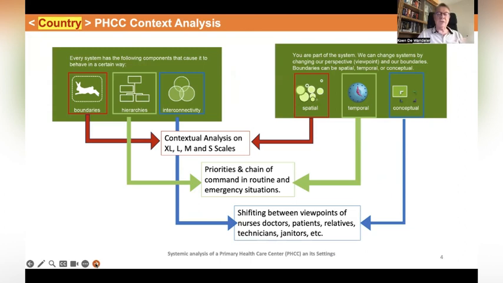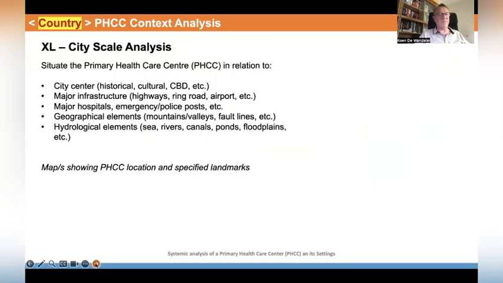To do that task, we already shared with you a template which consists of the different levels, as I described. We'll start at the city scale analysis, where we situate the primary healthcare center in relation to the city center, historical, cultural, administrative, to major infrastructure, very important in cases of emergencies. How can outside succors reach our area? Major hospitals and emergency centers. Where do patients get referred to when the primary healthcare center cannot take care of them?